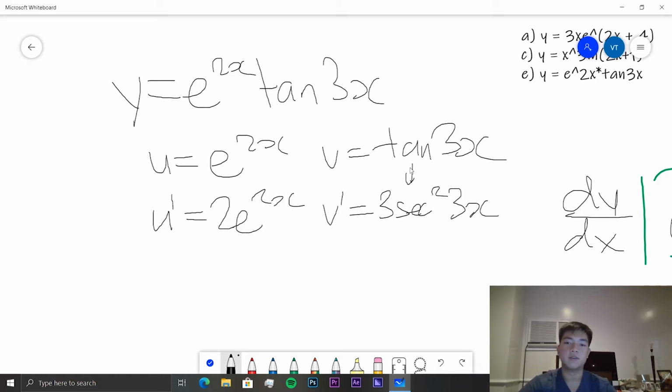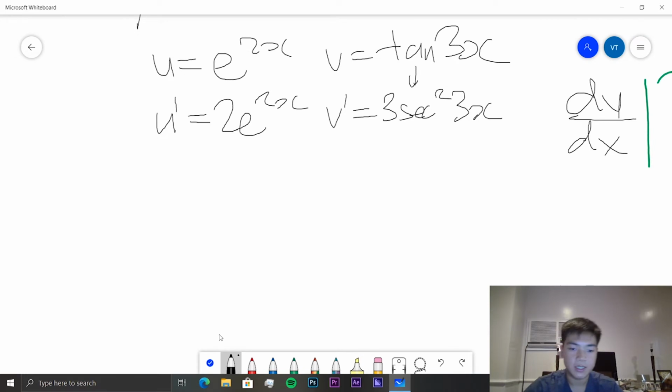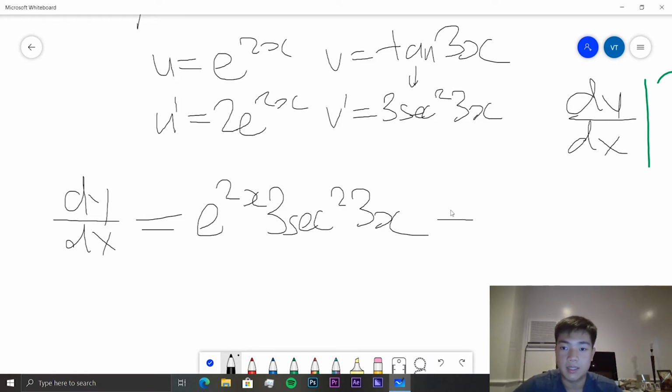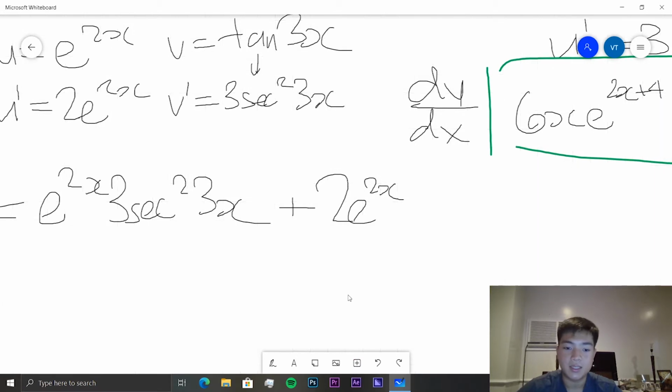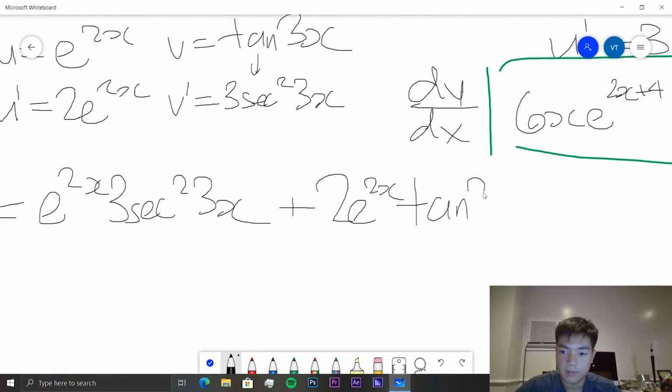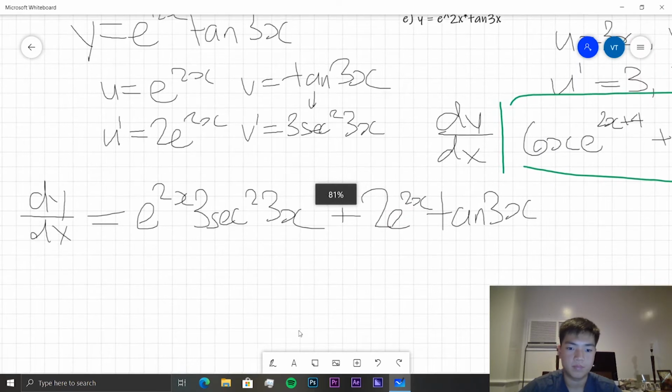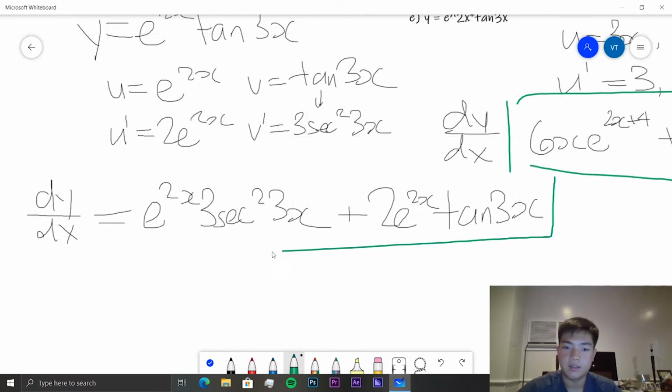Since this is chain rule, derivative of tangent is secant squared 3x, then we have to multiply by the derivative of 3x, which is 3. So the final answer we should get is dy over dx is equal to e to the 2x times 3 secant squared 3x plus 2e to the 2x times tan 3x. So this is the correct answer.